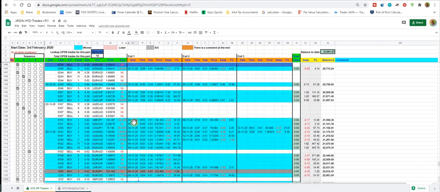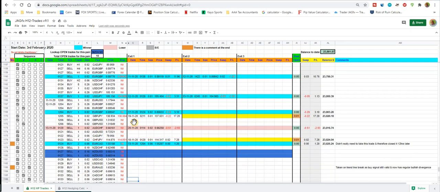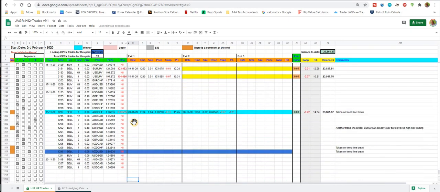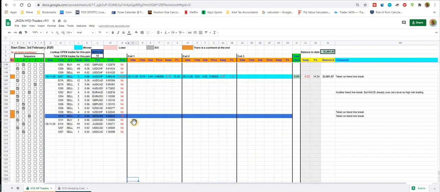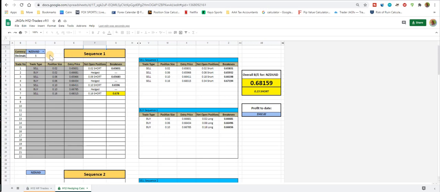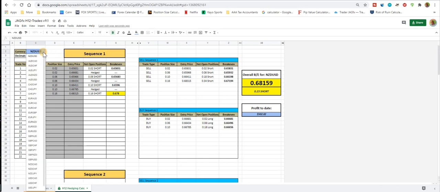I've been doing this since the 3rd of February. I added a few more pairs, like I added the pound pairs a couple of months later. But we're up to nearly 1,200 trades to date. If you go to page 2, the hedging calculator, again you've got a drop-down menu here. Just pick the pair you want to look at. So we'll stay with the New Zealand USD.